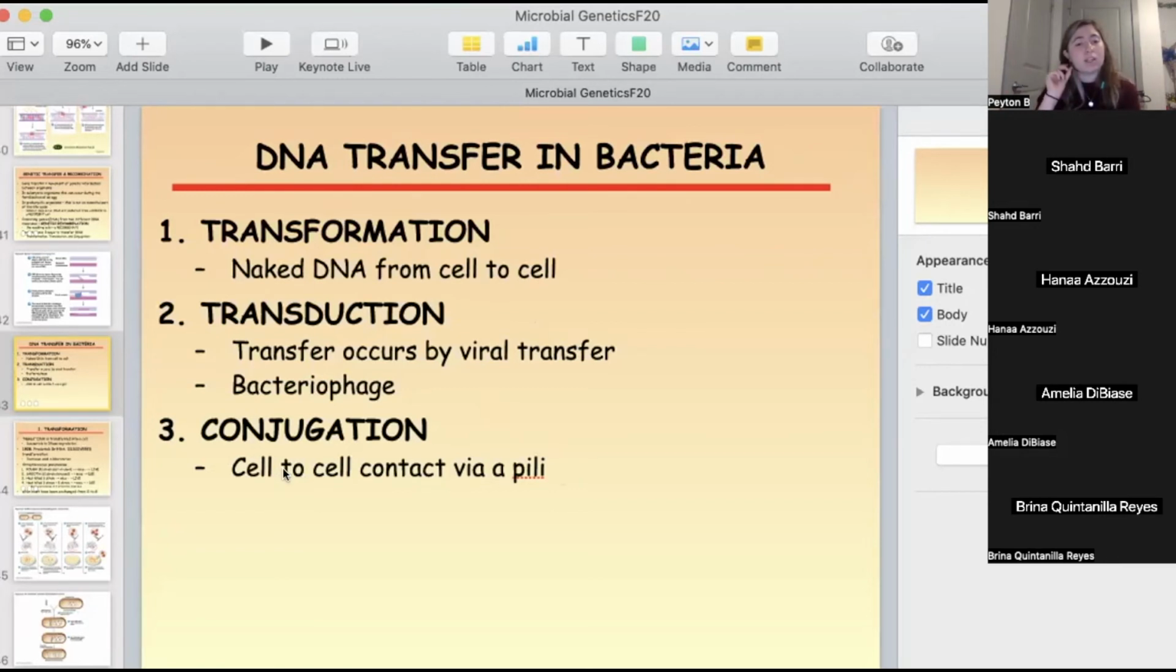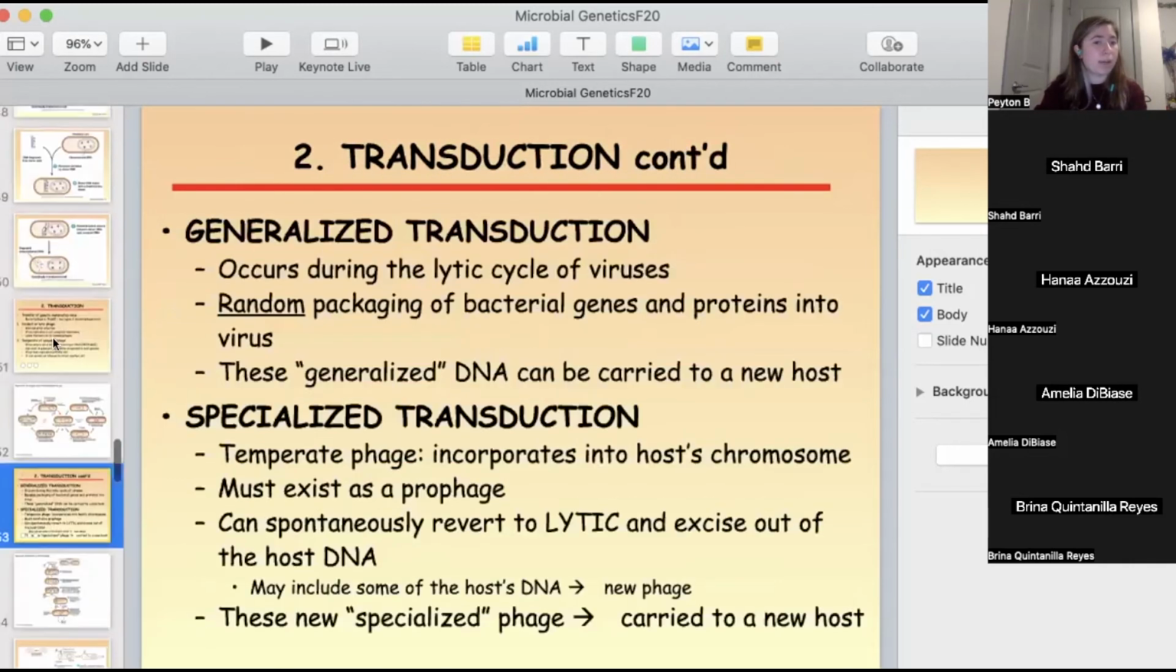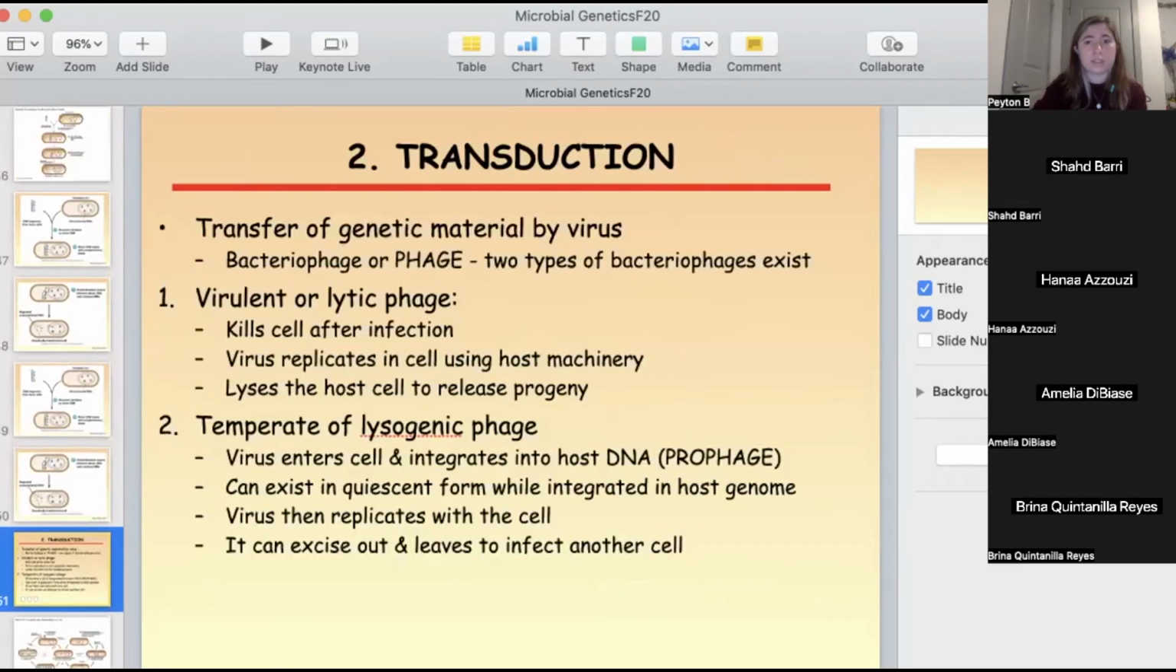All right. Conjugation is cell-to-cell contact via a pili. So that's the one with the F plasmids and the HFRs. And it is basically like one cell stabs another cell and gives it genetic information. And that's its basic forms. Study the more specifics, but due to time, I'm going to go to the next questions.